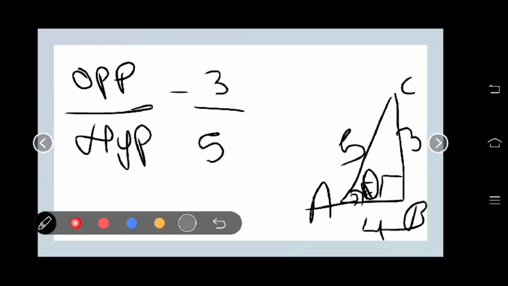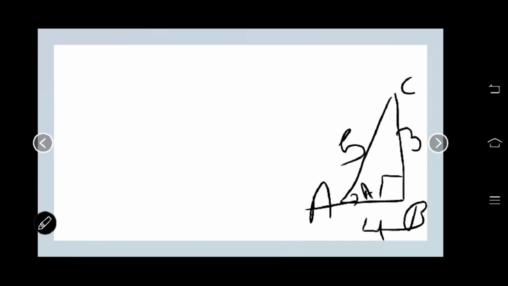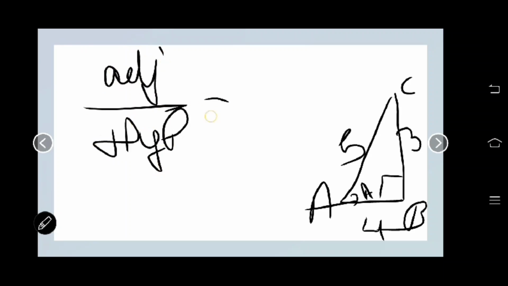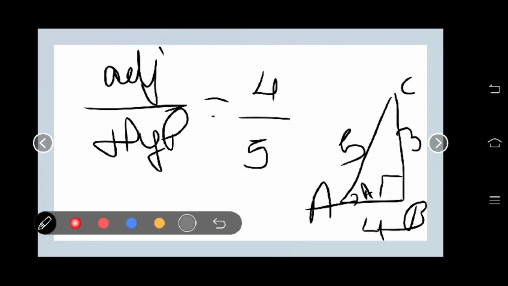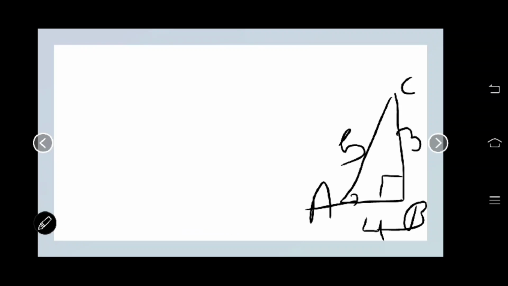Let's take another question. Cos A. The theta should be in the place of A itself. What is cos? Adjacent by hypotenuse. What is adjacent to theta? 4, and AC is 5. So 4 by 5. This is how you have to answer when cos A or sin A is given. And I will give another example also.